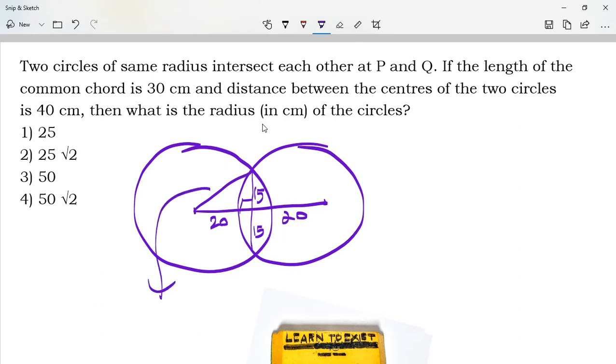Okay, so we have a right triangle and one side is 20, one side is 15. The hypotenuse will be, the ratio is 3:4, so this part will have the ratio of 5, so 4 is 20, 5 should be equal to 25. Okay, the answer will be this one.